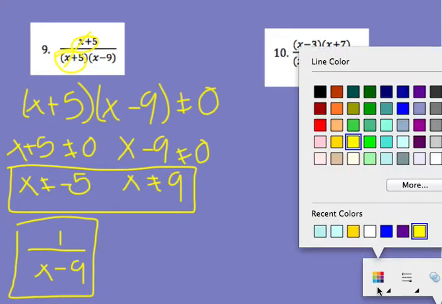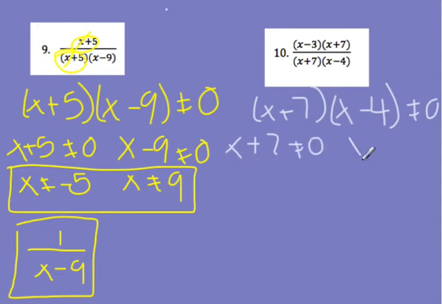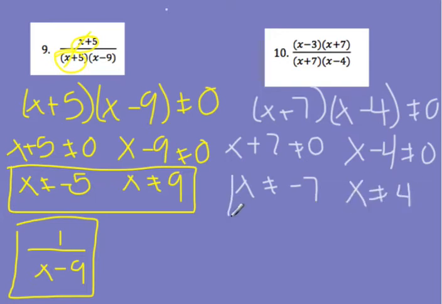So we're going to do the same with this next one. So we know that x plus 7 times x minus 4 cannot equal 0. So that means that x plus 7 cannot equal 0 and x minus 4 cannot equal 0. So I solve this one and I get x cannot be negative 7. If you're not sure how I got that, definitely make sure you ask me. And x cannot equal 4. So there are your excluded values.